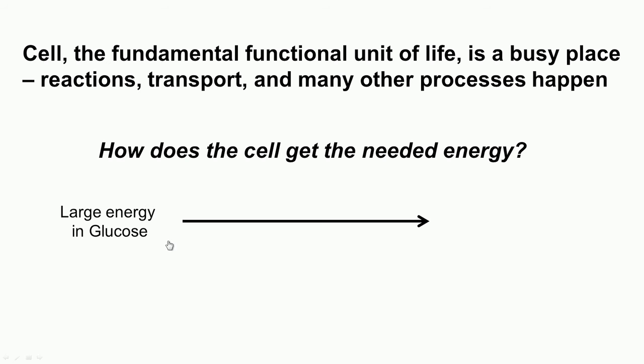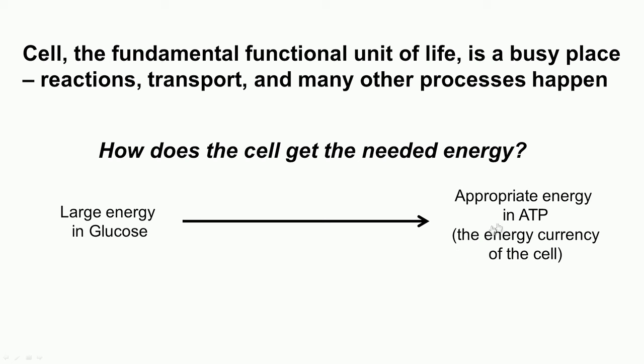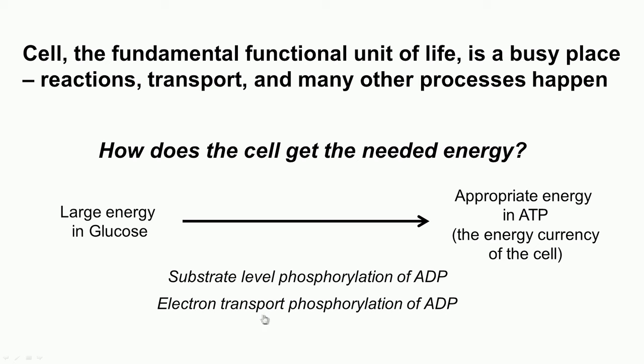The large amount of energy in glucose gets packaged into appropriate energy units in what is called adenosine triphosphate, or ATP. ATP you would have heard, right. This stands for adenosine triphosphate. This happens to be the energy currency of the cell, and this process happens through what is called substrate level phosphorylation of ADP or an electron transport phosphorylation of ADP. We will look at these things in a little more detail, and this is how the cell gets its energy to do its various functions.